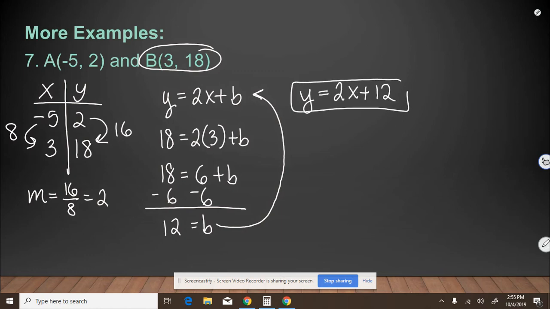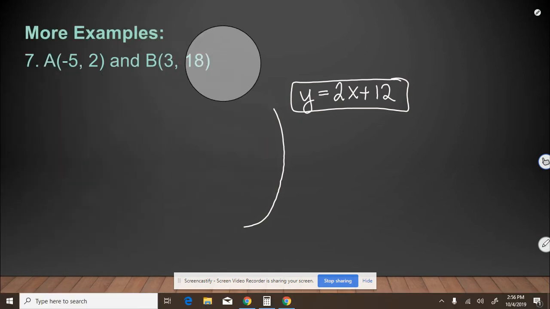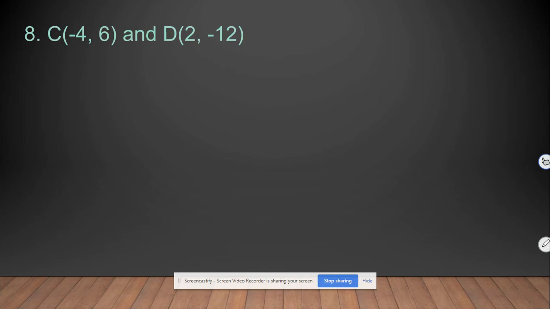Now, a quick way I could check to make sure this works is to actually plug it in. If I do 2 times 3, I get 6, and 6 plus 12 is 18. So we know we did it right. If I do 2 times -5, that's -10, and -10 plus 12 is +2. So again, a quick way of making sure we have the right equation. Let's take a look at another example. Number 8. Again, we set up our table.